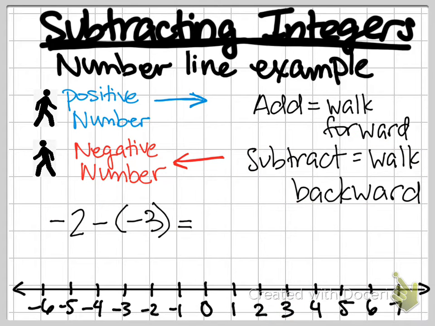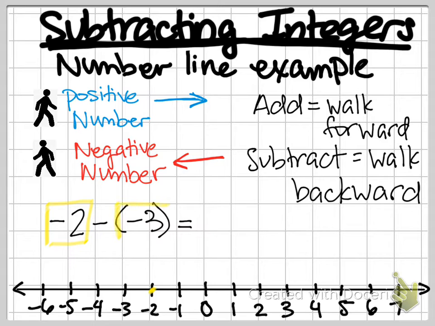All right, now let's try another problem. We have 2 negative numbers this time. So again, we are subtracting, which means our person is going to be walking backward. We have our starting point, which is -2, so we know our person is going to start out over that -2 on the number line.